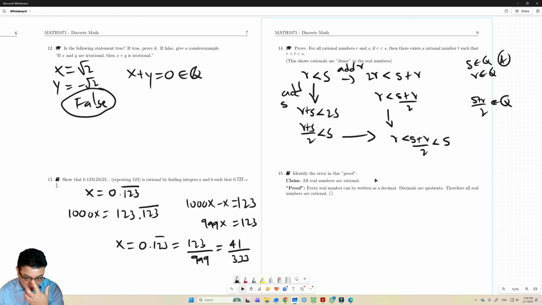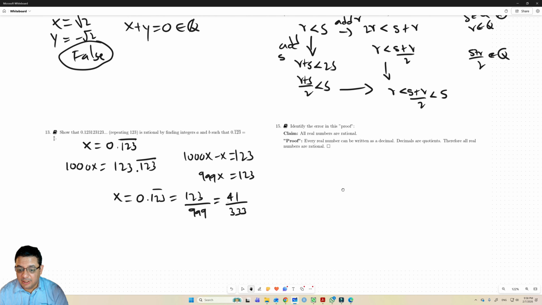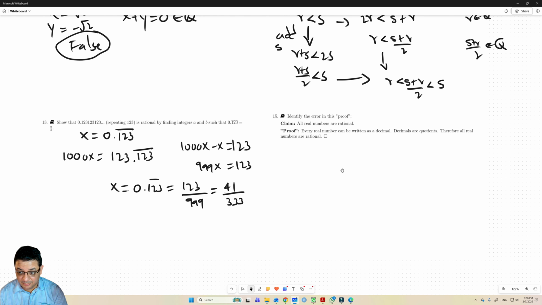Now, for question 15, we have: all real numbers are rational. And the proof is every real number can be written as a decimal. Decimals are quotients, therefore all real numbers are rational. Well, the issue here is this statement that every real number can be written as a decimal. This is false. And so if we start from false, we can go in whatever direction.